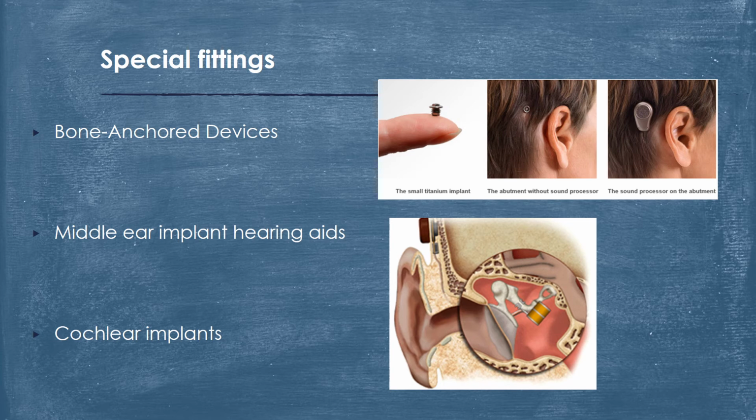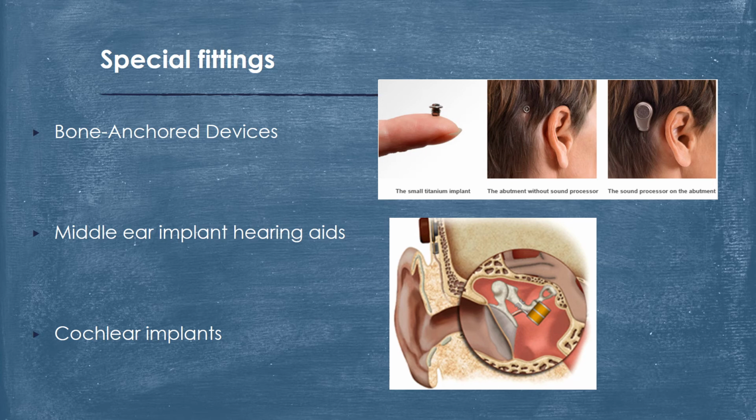Another special fitting is a middle ear implant. Again, it requires surgical intervention. So these three on this slide require an otolaryngologist who specializes in that particular type of implant or device. They do the surgical part and audiologists do the programming part of the external device. So here on the right, you can see a middle ear implant. It's the gold inside the ear. And on the outside, they wear a sound processor that's very similar to the one in the picture above.